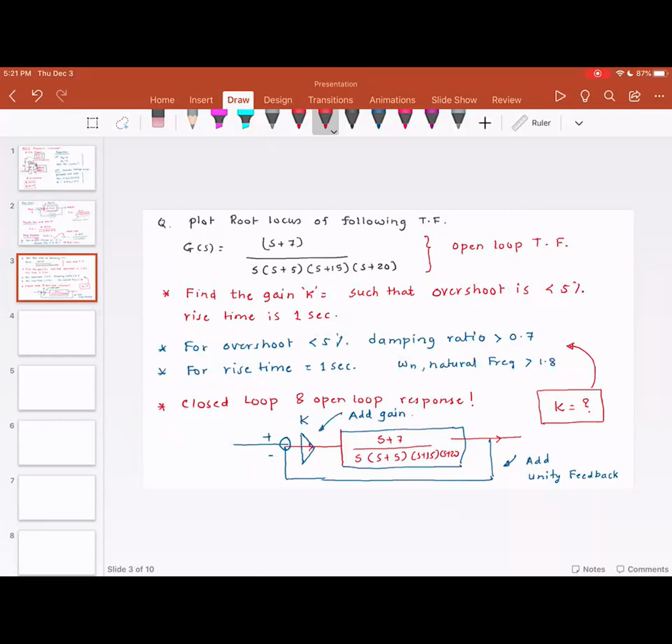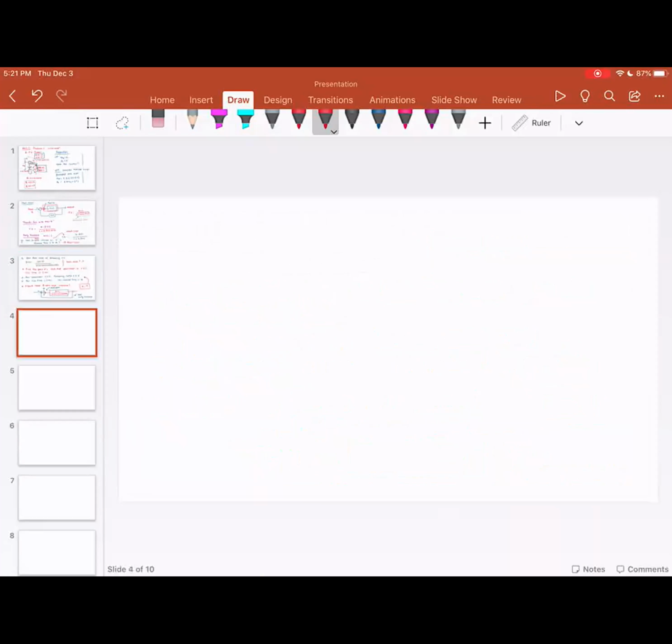So we looked at how to solve root locus problem. Now the next natural extension of this problem is how do we do PID control? Now first and foremost, let me tell you what do I mean by a PID control. So what is a PID control?